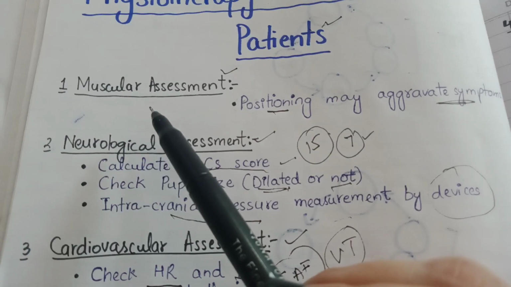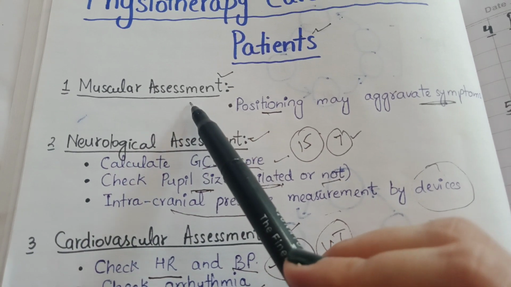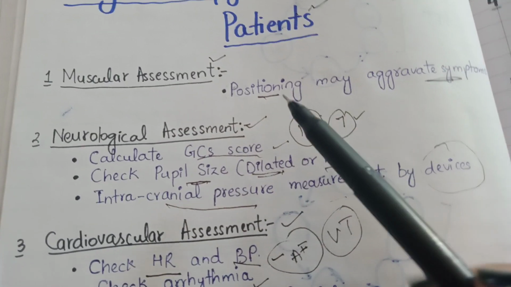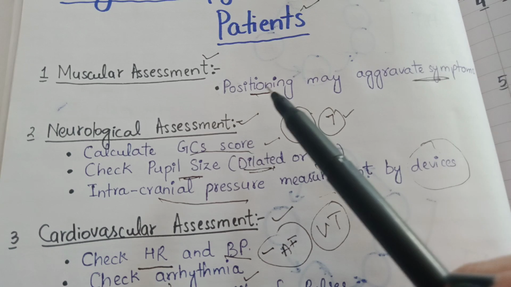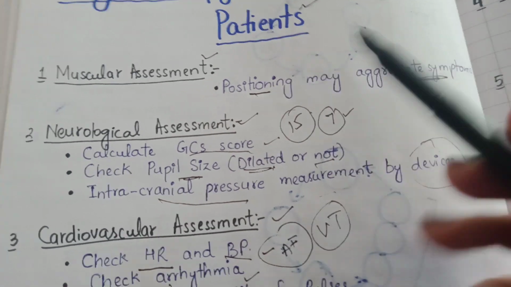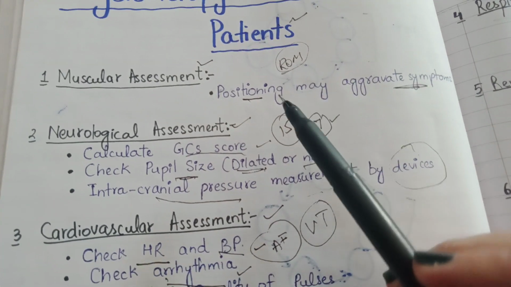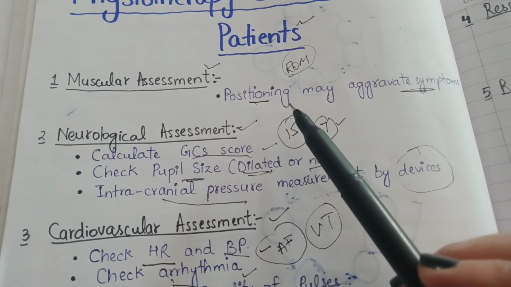First of all, we will do muscular assessment. In muscular assessment, we can assess the patient's condition by changing the position of the patient, because ICU patients can't even bear range of motion, and if we change the position of patients, their symptoms will aggravate.